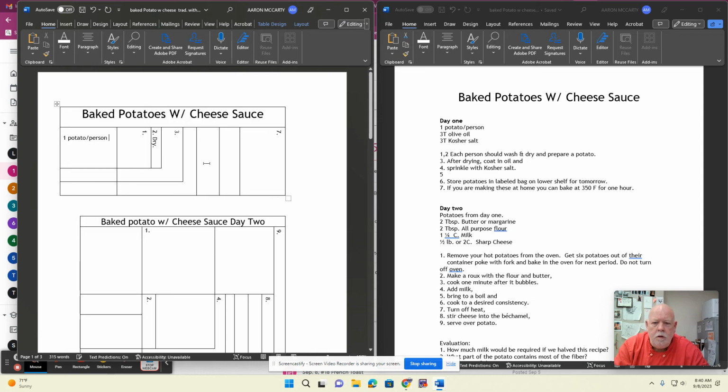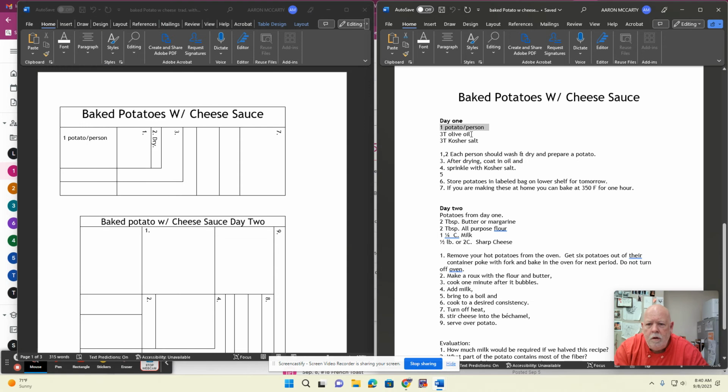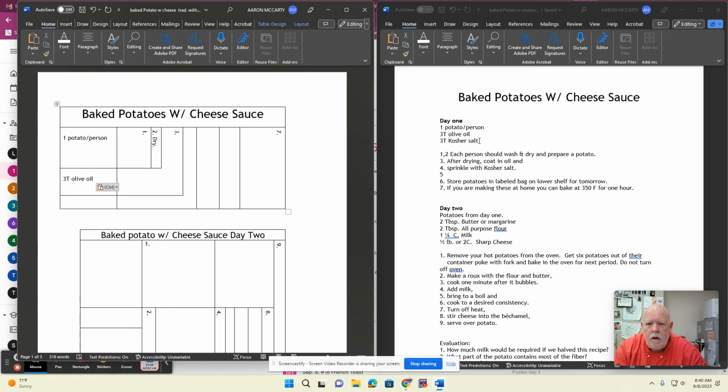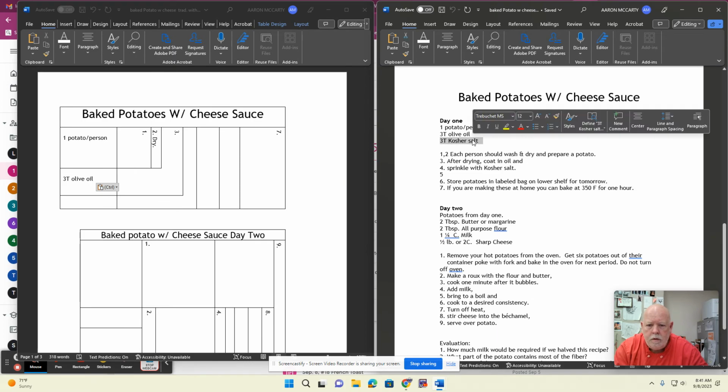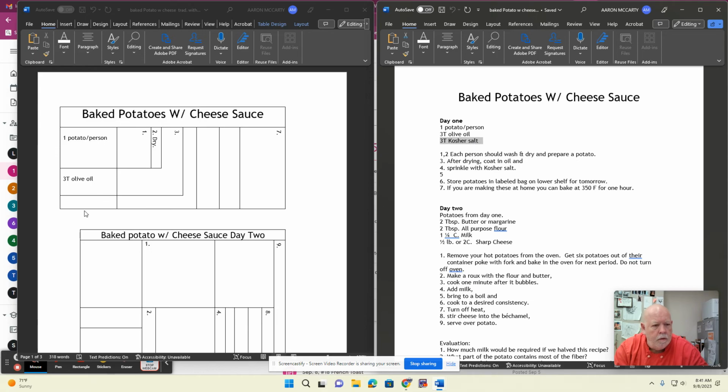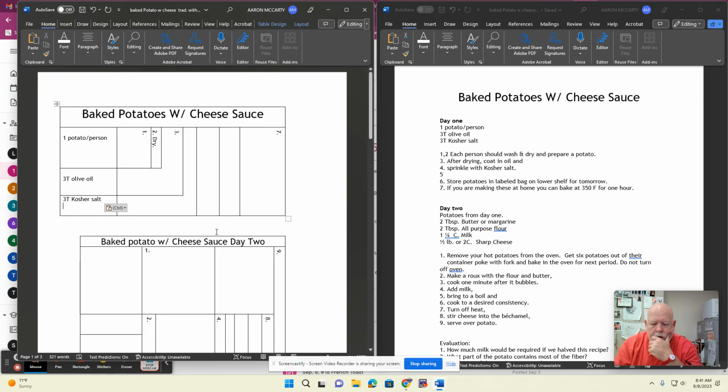You won't need to do that because you need to just fit it in by writing with pencil and paper. My olive oil is my second ingredient, and my kosher salt goes next.